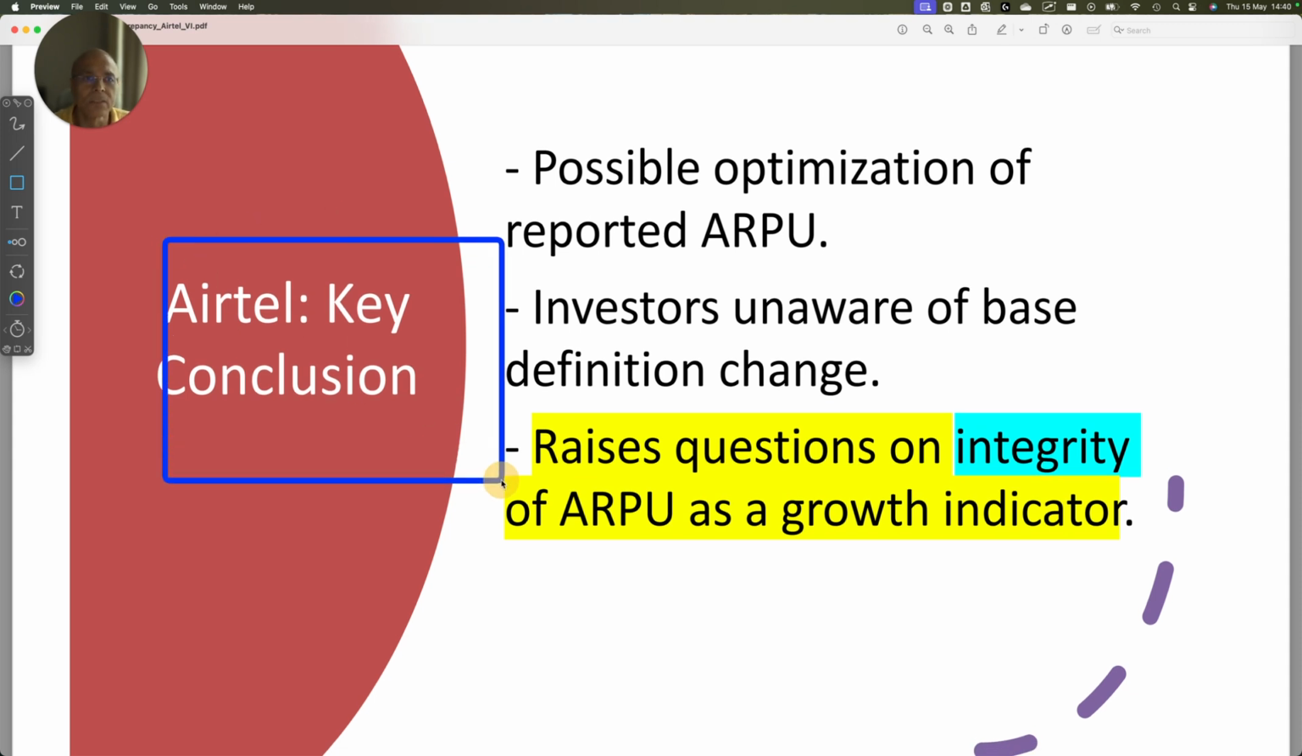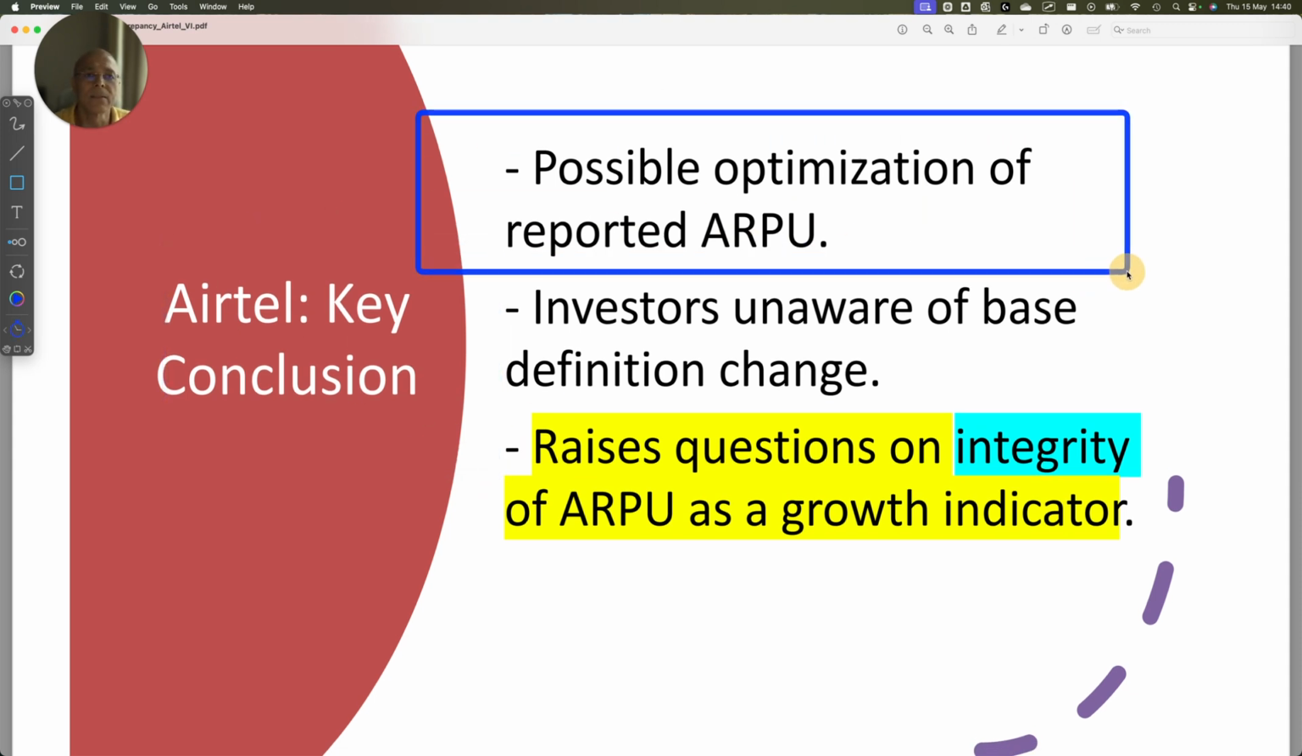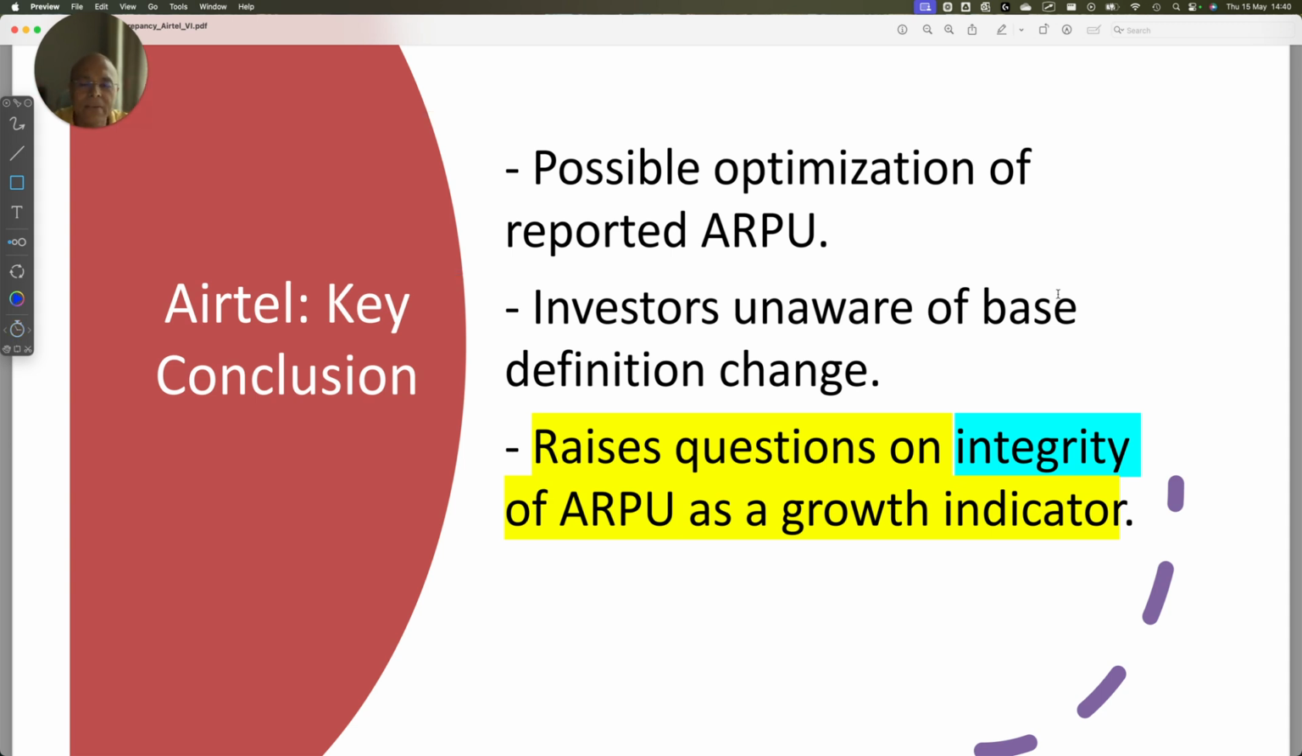So the key conclusion for Airtel is possible optimization of reported ARPU. They are well within their right to report ARPU whatever they want. But at least tell us, right, what these numbers are. What you are reporting to TRAI, what you are reporting to the investors, what is postpaid, what is M2M, how they correlate with each other. Please give us a formula. Please do that for the sake of transparency, right? We are completely unaware. Unless I looked at this trend, there is no way to tell what is going on.